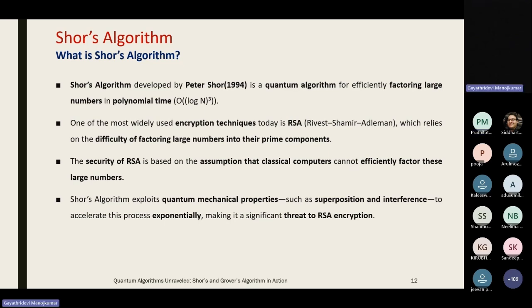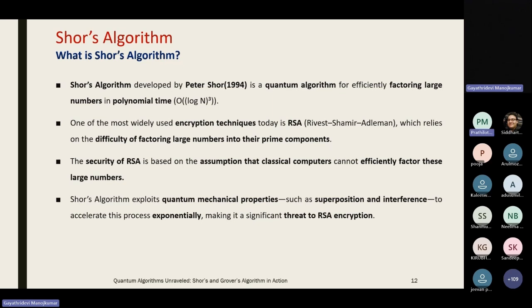Yeah. So as you know, Shor's algorithm was first developed by Peter Shor. It is a quantum algorithm which can effectively factor a large number in polynomial time. Even though we have some algorithms which achieve sub-exponential time, Shor's achieves execution in polynomial time. So we know the effective encryption technique called RSA, which relies on the factoring of a number into its prime components.